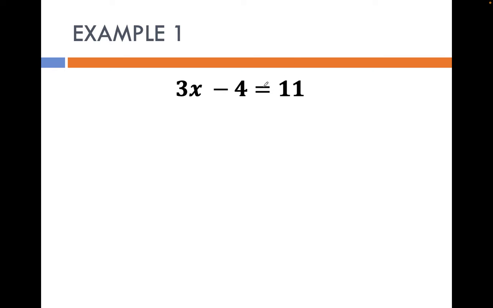Taking a look at this equation, 3 times x minus 4 equals 11. Recalling whatever we do on one side of our equation, we have to also do on the other. So you can use that line to help keep your work organized. First, we're going to start off by eliminating the minus 4 on this side of the equation by adding 4. The minus 4 and the plus 4 equals 0, leaving us with just the 3x on this left-hand side.